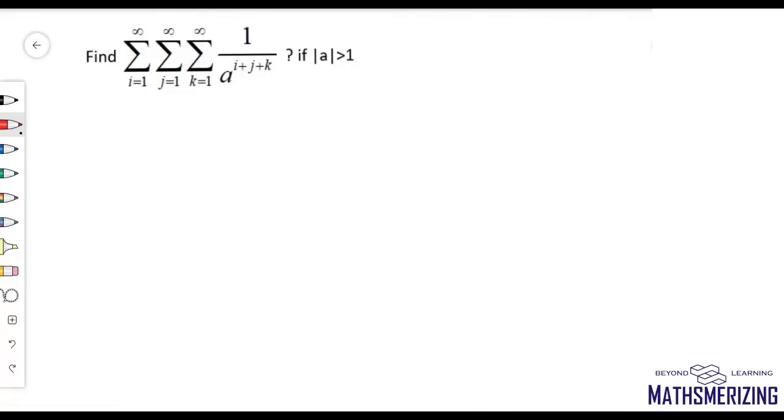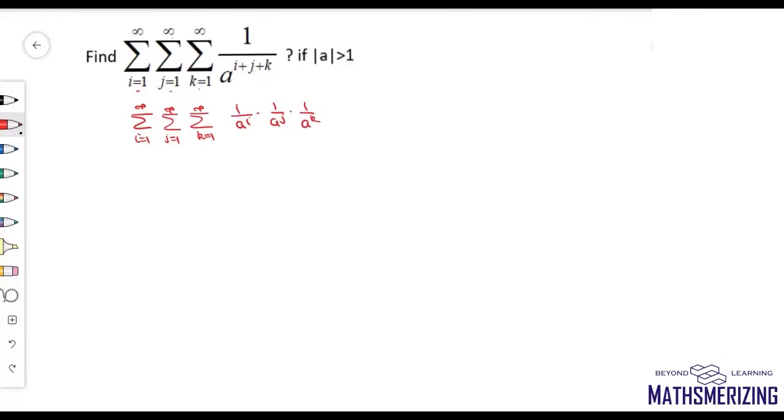Find the triple summation. i varies from 1 to infinity, j varies from 1 to infinity, k varies from 1 to infinity, 1 upon a to the power i plus j plus k. So I can actually express it as i varies from 1 to infinity, j varies from 1 to infinity, and k varies from 1 to infinity, 1 upon a to the power i into 1 upon a to the power j into 1 upon a to the power k. So it is a case of multiple summation when the variables are independent.